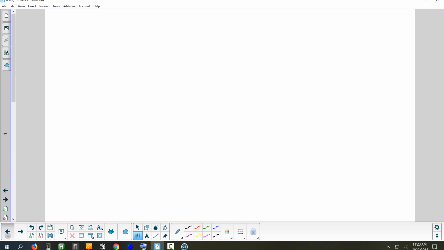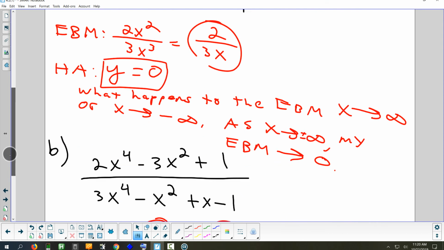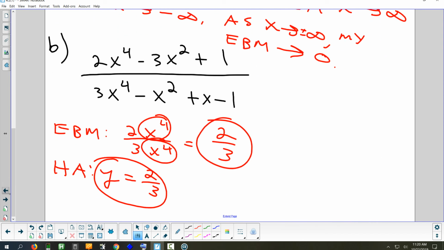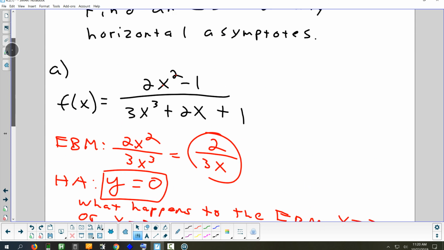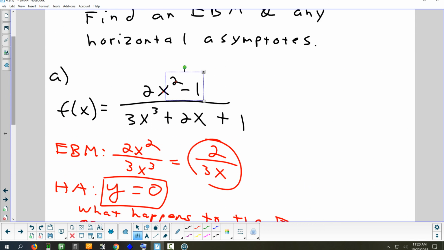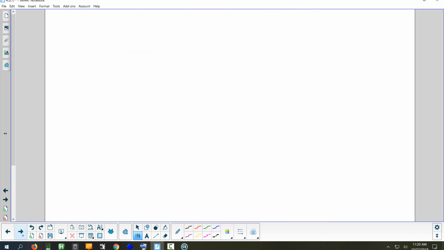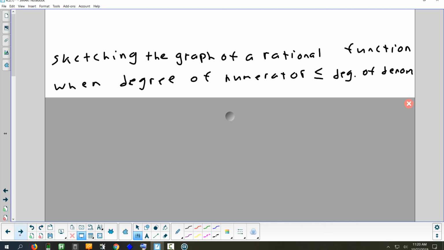All right, so if I go back here for a second, you might have noticed that sometimes the exponent in the top and the bottom were the same. Sometimes the exponent in the bottom was bigger than the top. I didn't give you one where the top was bigger than the bottom. We're not going to talk about that case today. We're going to focus on when the degree in the top is equal to or smaller than the bottom, just like the last 2 examples I gave you.